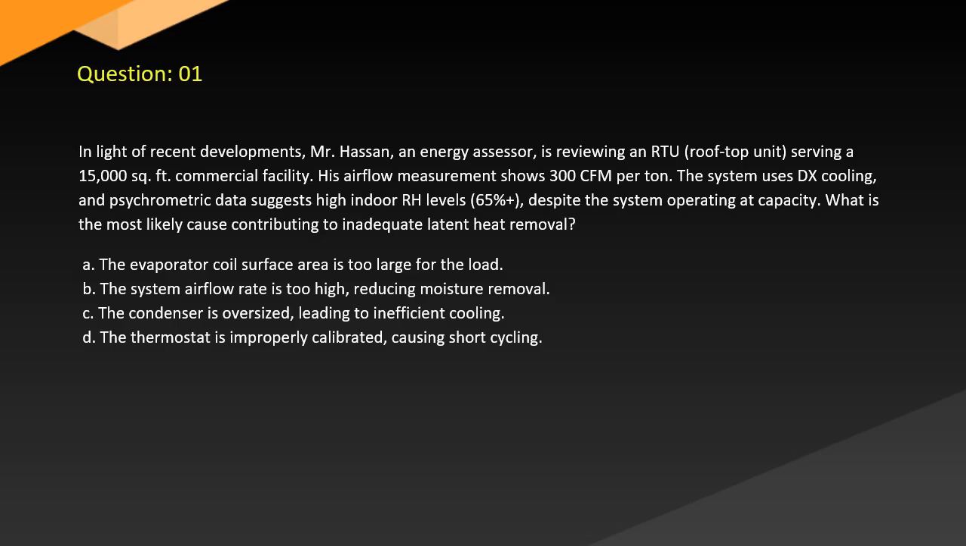A. The evaporator coil surface area is too large for the load. B. The system airflow rate is too high, reducing moisture removal. C. The condenser is oversized, leading to inefficient cooling. D. The thermostat is improperly calibrated, causing short cycling.